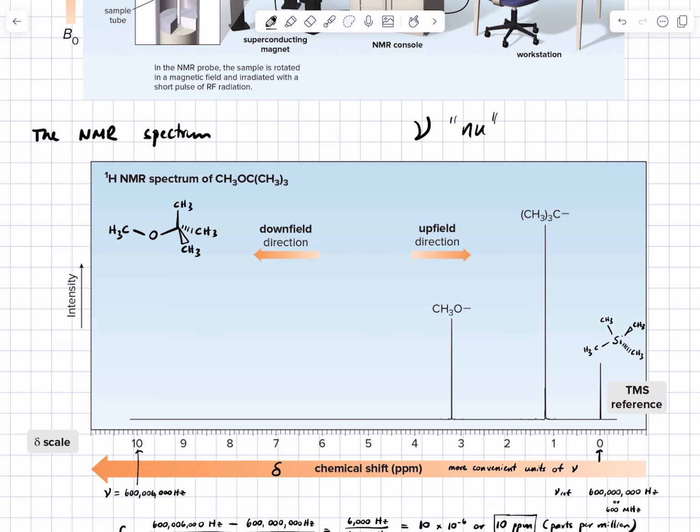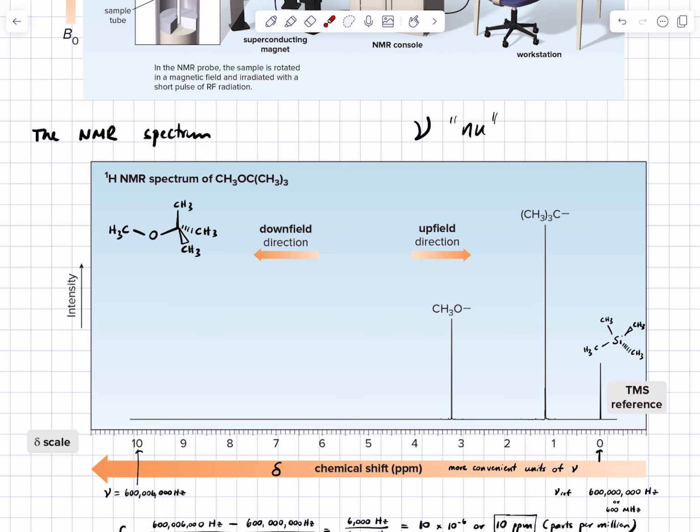But notice that frequency is not given in those units. It's given in weird units of chemical shift, and we want to talk about what that means. By the way, since we're on a Greek letter kick, the chemical shift symbol is going to be the Greek letter delta, which we use for tons of stuff, and this is just another one.